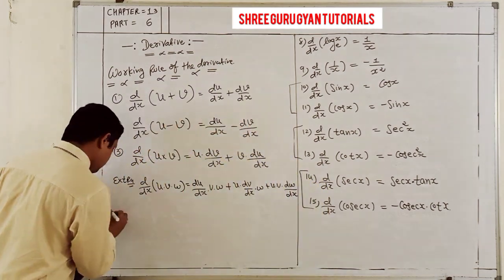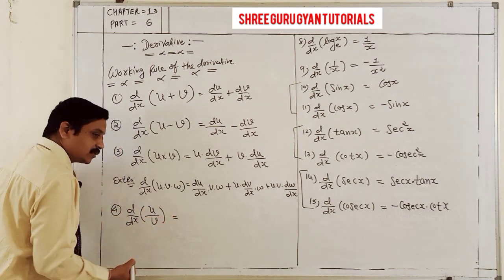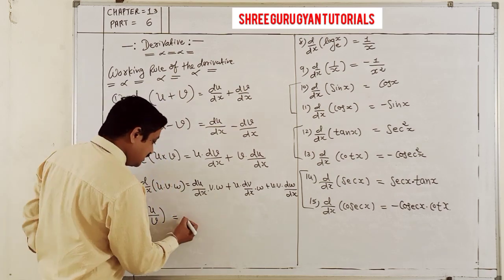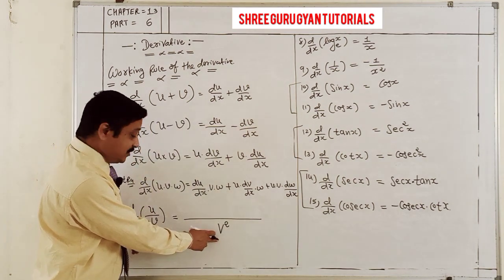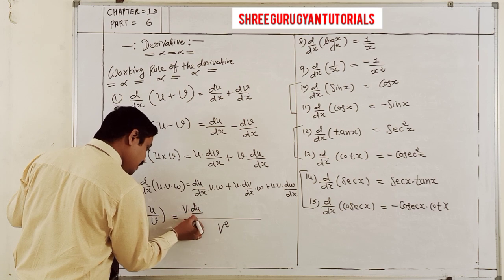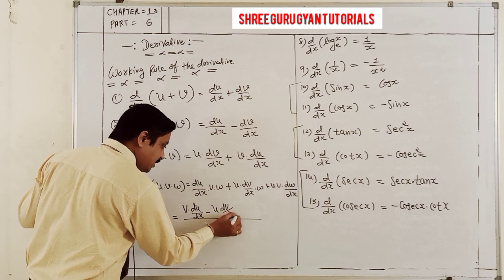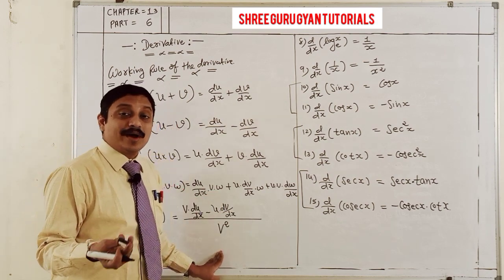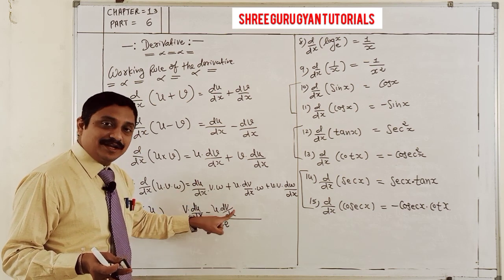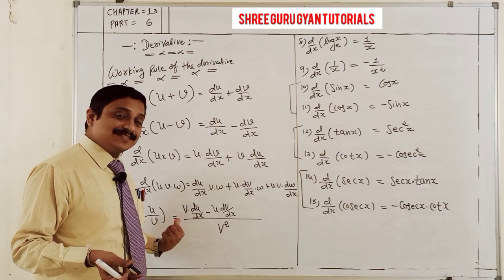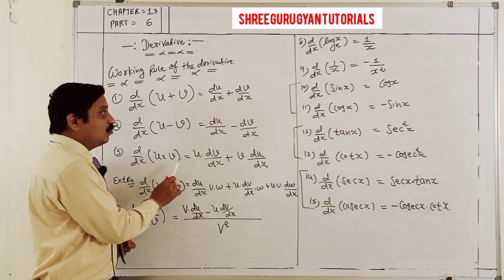And fourth, the last one, is the division rule, d by dx of u by v. Our division rule is very easy. In the denominator, v square, always learn by heart: in the denominator v square. Now v du by dx minus u dv by dx. I repeat the formula: in the denominator square, then in the numerator, the denominator times the numerator's derivative minus the numerator times the denominator's derivative. So v du by dx minus u dv by dx. These are our simple 4 working rules.